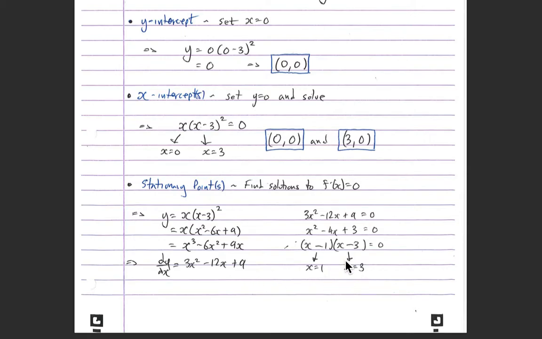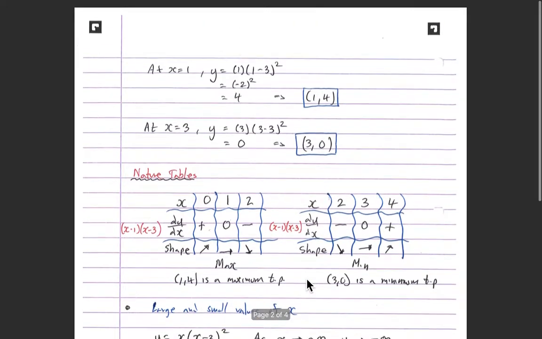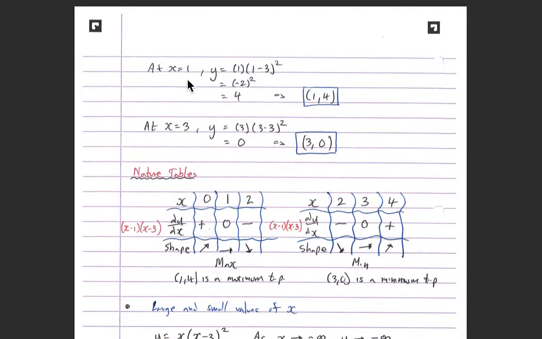Of course, these are just the x-coordinates. We need the actual point, so we need the y-coordinates that go along with these. So now I'm going to find the y-coordinates. At x equals 1, we find that y equals 1 times (1 minus 3) all squared, which is just 4. So the point (1, 4) is a turning point, and at x equals 3, we get 0. (3, 0). In fact, this was one of our x-intercepts earlier on. So it turns out this point is a turning point that's on the x-axis, and that sometimes happens.